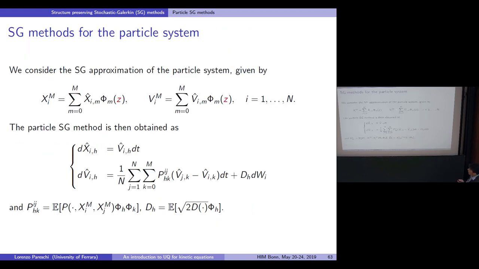Now what we do, we consider our stochastic Galerkin approximation of the particle system. Namely, we expand each stochastic particle with respect to this generalized polynomial chaos expansion. It's just a set of stochastic differential equations. You do the expansion, and then you do the projection, and you get the particle stochastic Galerkin method, where you have the evolution, the stochastic equation, which now refers to the coefficients in your stochastic Galerkin approximation. So it mimics exactly the application that we have seen before.